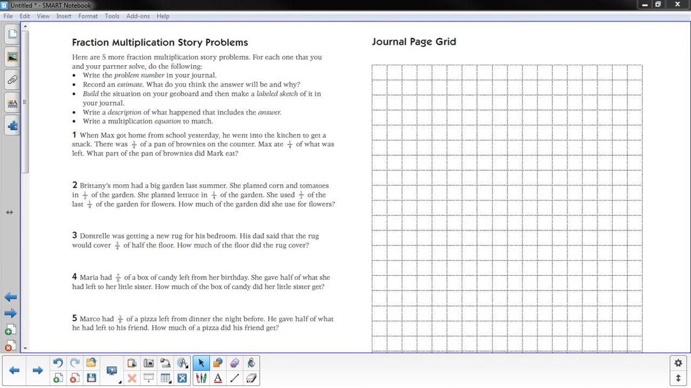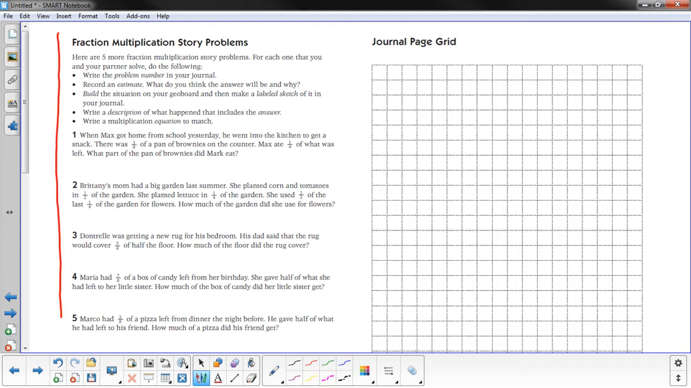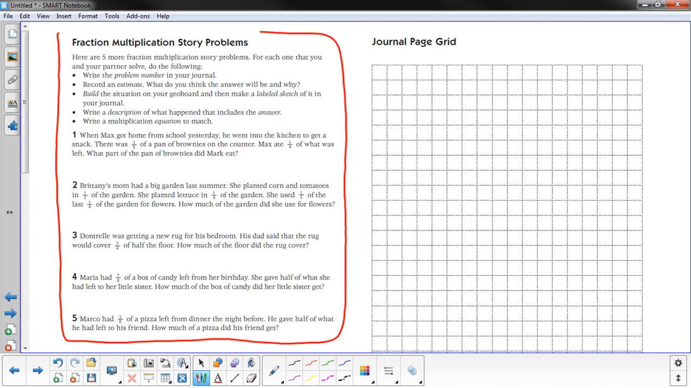Hi, this is Mr. Knowles, and this video focuses on a worksheet that you'll be getting in class. It's titled Fraction Multiplication Story Problems. So I believe it's 5 problems. The front side looks like this section here on the left. And then I also copied a journal page grid, which is basically graph paper, on the back side.